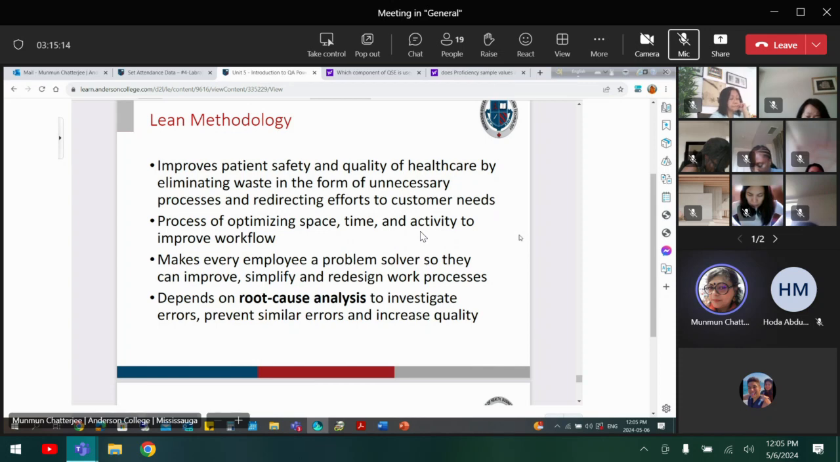RCA depends on root cause analysis to investigate errors, prevent similar errors, and increase quality. If your sharps container is too far away from you, just as an example, you take the blood, leave the sharp here, thinking you'll throw it out later. You may forget. So what is the root cause here? Your sharps container is not close to you. It should be close to you, because immediately after you take out the needle or any sharp, you have to discard it in the sharps container.